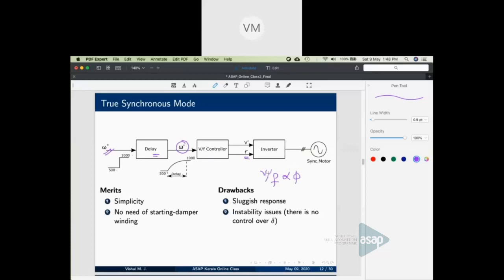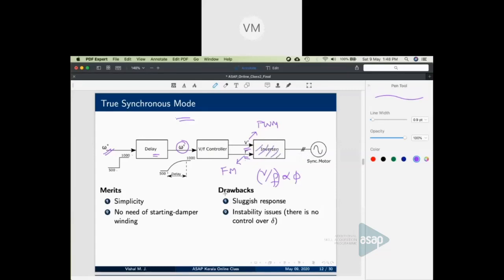So we change V by F simultaneously, so that the V by F ratio remains at its rated constant value. If we change frequency to change speed, we proportionally change voltage to keep the air gap flux at its rated value. So we change V. How does the inverter change the voltage? Pulse width modulation. And how does the inverter change the frequency? Frequency modulation. Thus, with an inverter, we will be able to change the voltage as well as frequency and pass it on to the three-phase synchronous motor. This is how a true synchronous mode of operation works. All you need is a simple inverter.